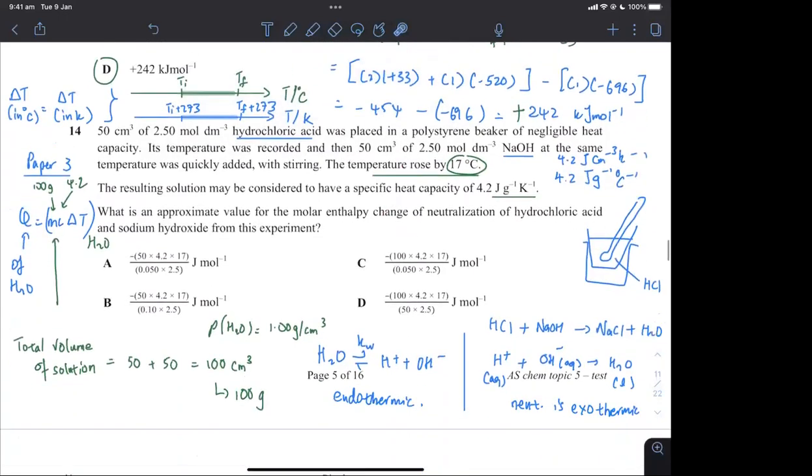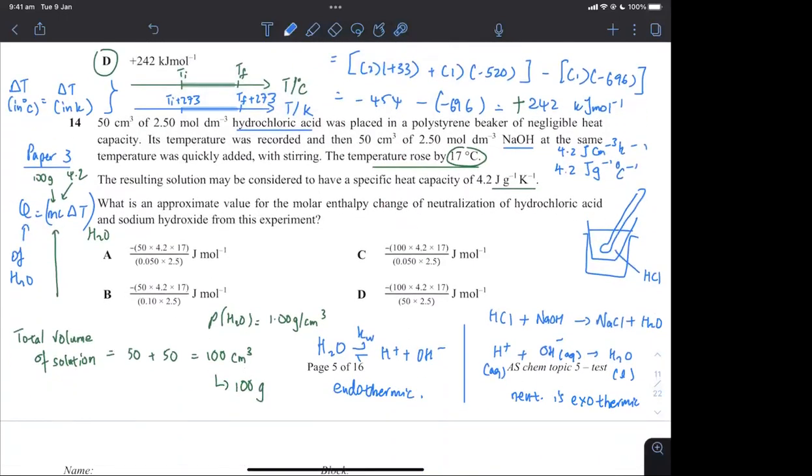So looking at all this information, we know 50 is definitely wrong because your total mass of solution is not 50. When you do the reaction, the volume of solution that you are heating up is not 50 cm cube, but it's 100 cm cube. And we have the 4.2. We have the temperature change, whether in degrees Celsius or Kelvin, it is the same. At the bottom, there's the difference then.